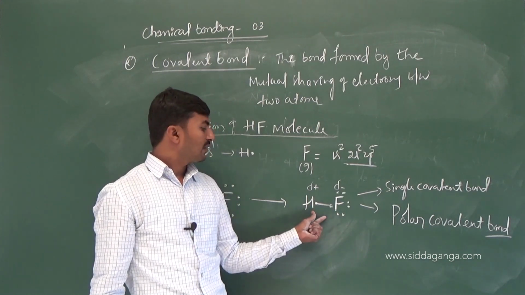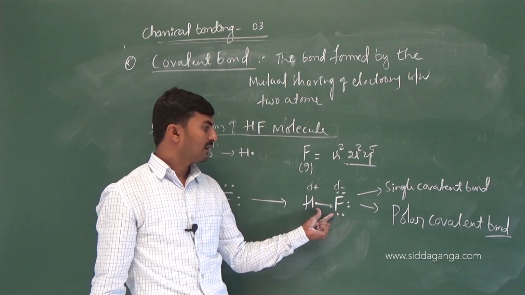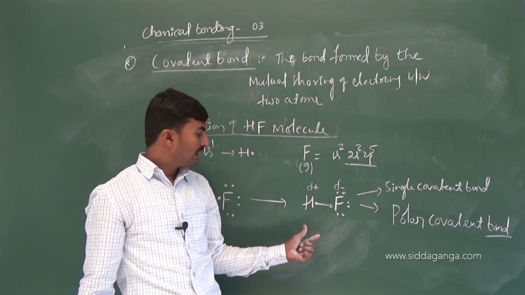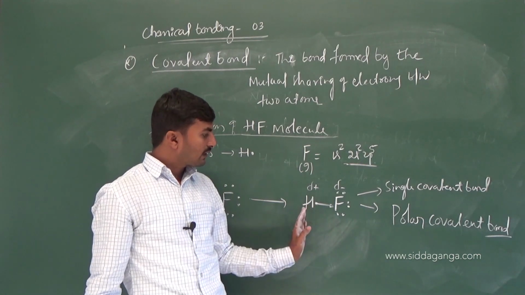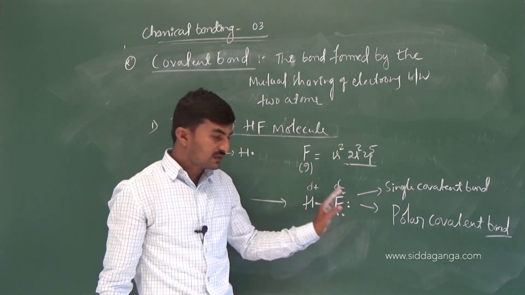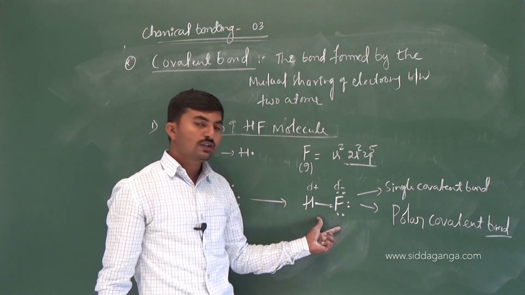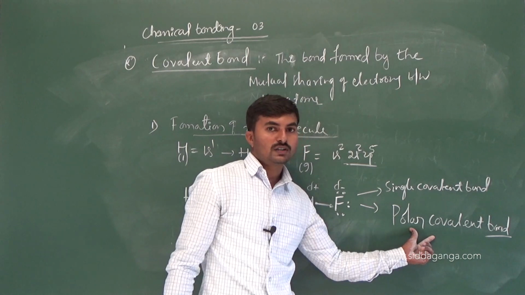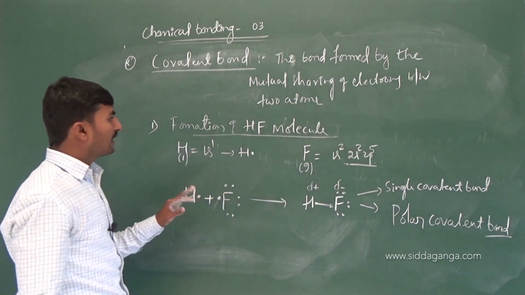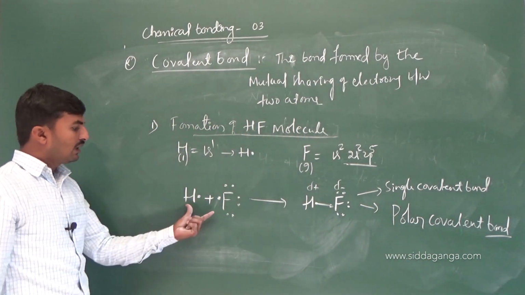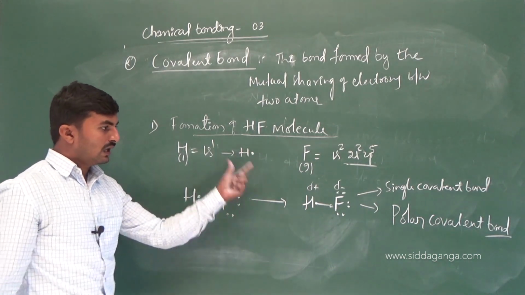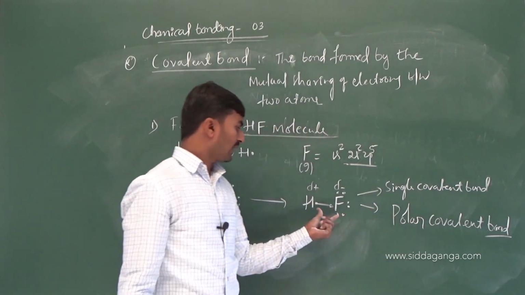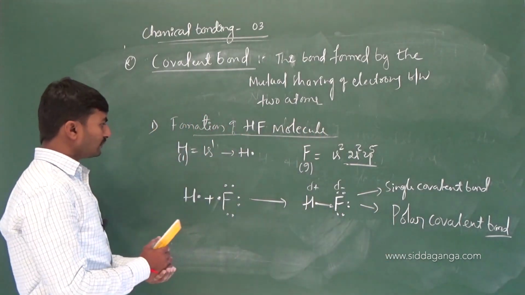Okay, because of the share of a single electron pair here, it is an example of a single covalent bond. Because of the difference in their electronegativities, movement of electrons takes place towards one of the atoms, such that an unequal distribution of electrons takes place. That is why it belongs to a polar covalent bond. Okay, this is regarding the formation of the HF molecule, how the covalent bond forms, and how the ionic character develops inside the covalent bond.